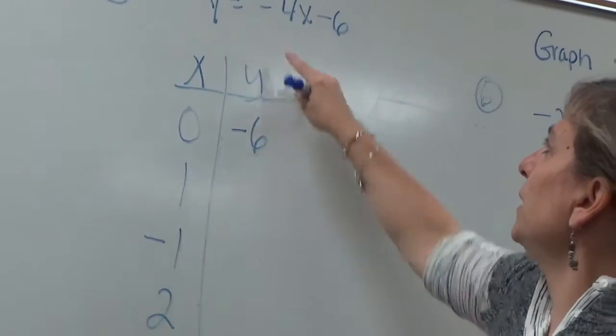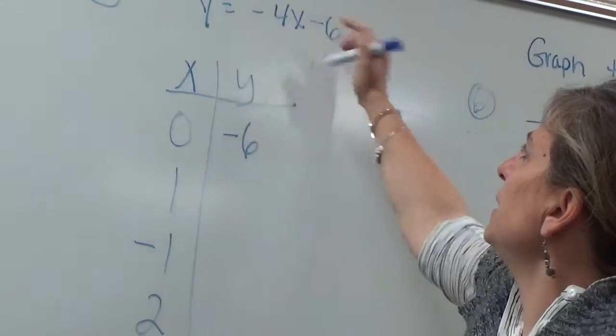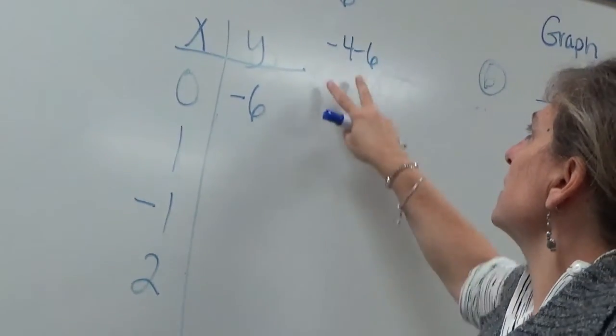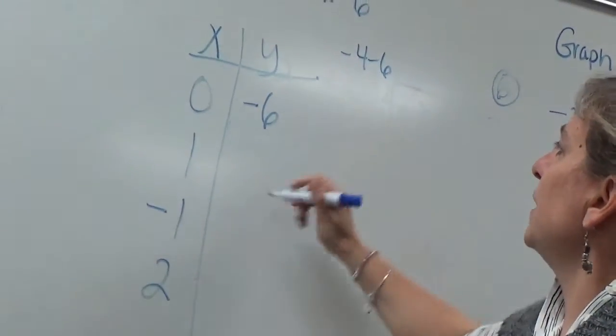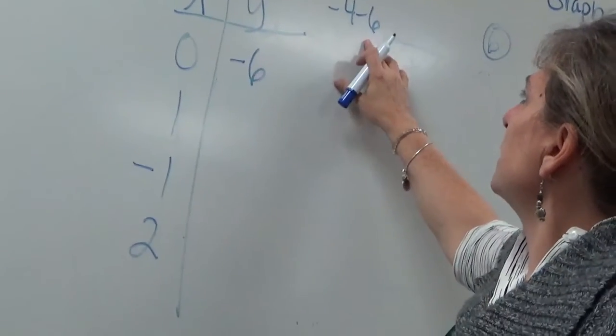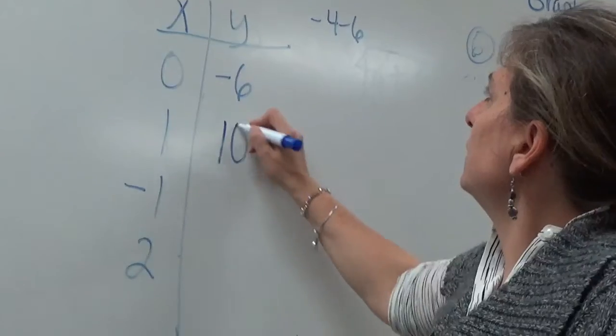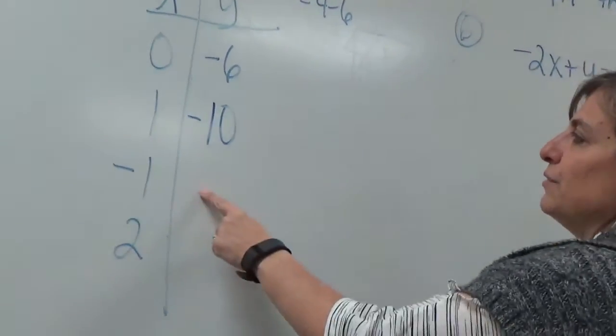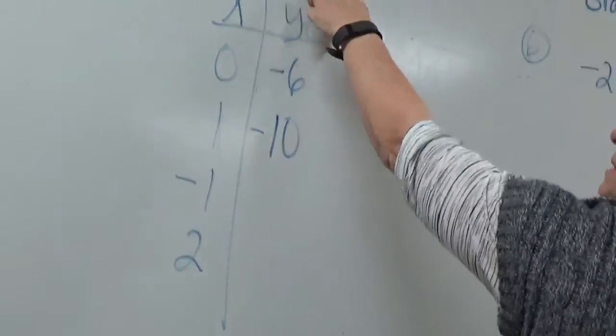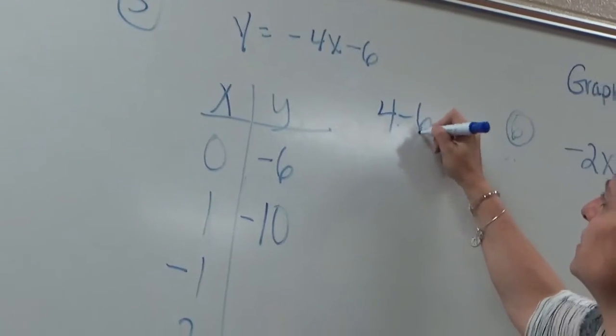If I put in a 1, -4 times 1 is -4 minus 6. Signs are the same, add the numbers, and keep the sign. So that would be negative 10. If I put in a negative 1, negative 1 times negative 4 is positive 4 minus 6.